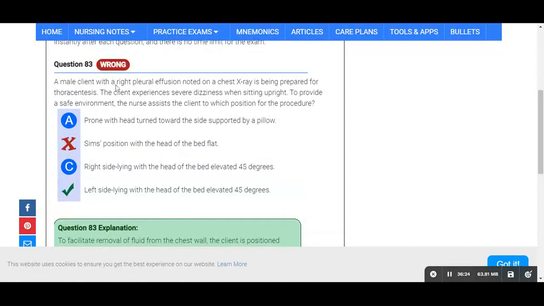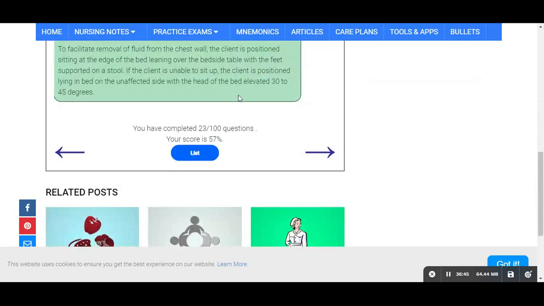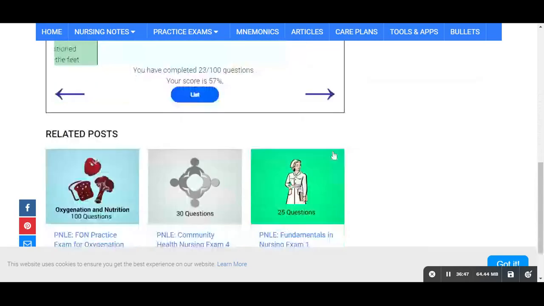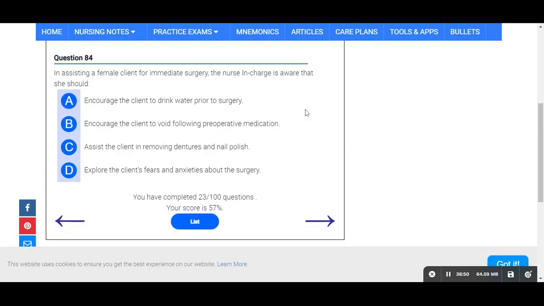Oh, I see. We missed something very important in the question. In this question, it has been described that a male client with a right pleural effusion, there has been a direction indicated that the client has a right pleural effusion. So, we have to place the client on the opposite side, which is the left side. I missed that very important point, so this is why it's very important to analyze the question carefully.